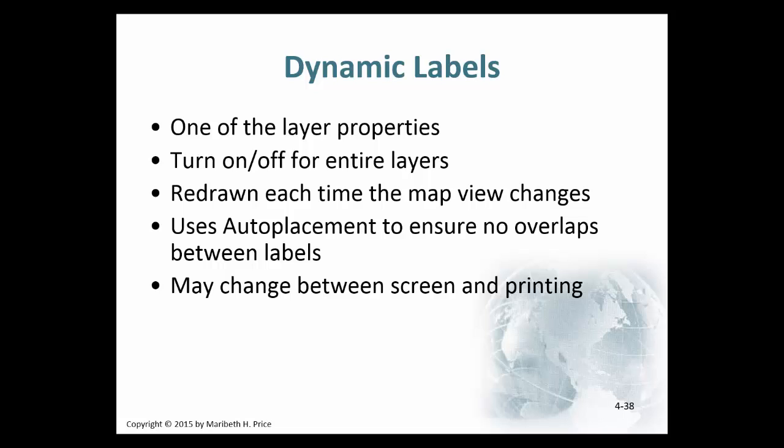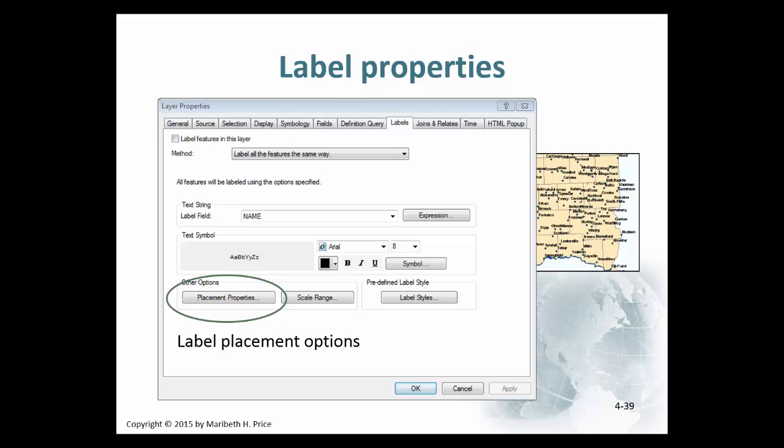ArcMap places labels using auto placement to minimize overlaps between labels. The label appearance can be different between what is displayed on a monitor versus what is printed on the map. You want to become comfortable with all the options on the Labels tab. The little checkbox in the upper left corner is often overlooked, but this is how you turn the labels on or off. Labels can be complex strings with fields and even formulas by using the Expression button.